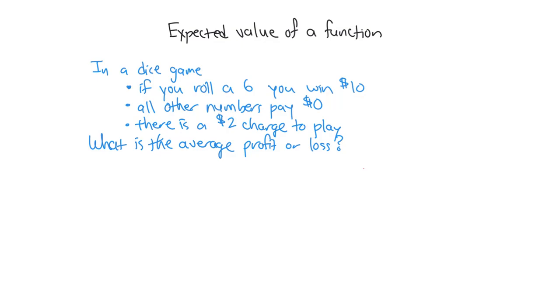Now that you are familiar with the expected value of a random variable, we turn our attention to something a little bit more complicated, the expected value of a function. To motivate this, consider a little dice game. You roll an ordinary six-sided die. If you roll a 6, you win $10. Any other number pays out 0. And there's a $2 charge to play this game. So what is the average profit or loss?